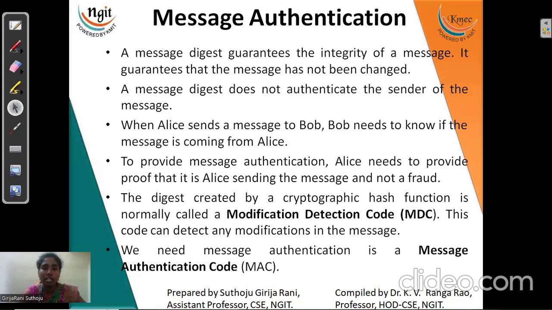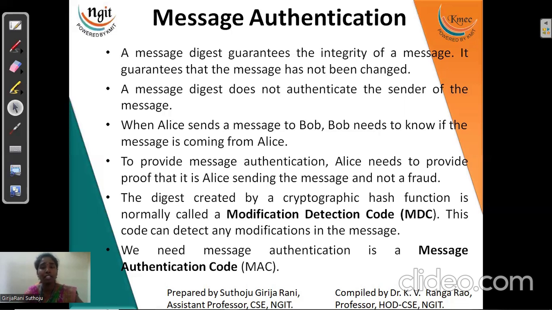Now there are two points, MDC and MAC. MDC is nothing but modification detection code. See, modification detection code is directly related to checking the integrity. When the hash code sent by the sender and the hash code generated by the receiver are not the same, then we can say that that is not the proper message sent by the sender. This is the procedure done by modification detection code, right? Its job is to check only the message integrity.